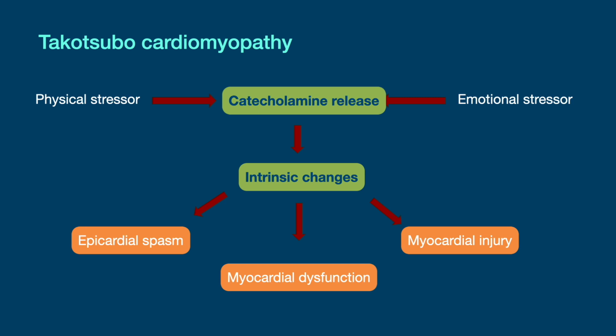Takotsubo cardiomyopathy most often affects women between the ages of 61 and 76 years. The condition commonly occurs immediately after experiencing extreme emotional or physical stress. These stressors cause a sustained rise in catecholamines, leading to intrinsic changes of the myocardium. And these effects eventually lead to epicardial spasm, myocardial dysfunction, and myocardial injury.